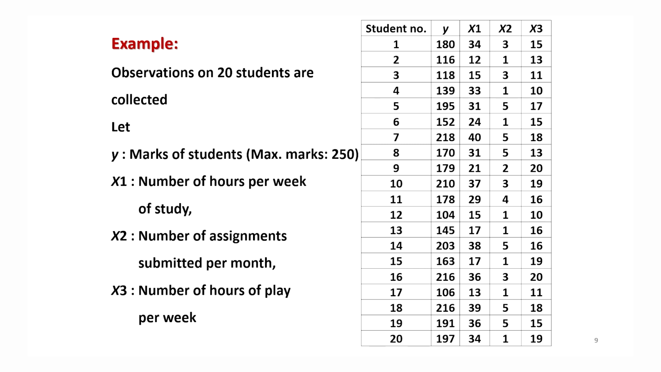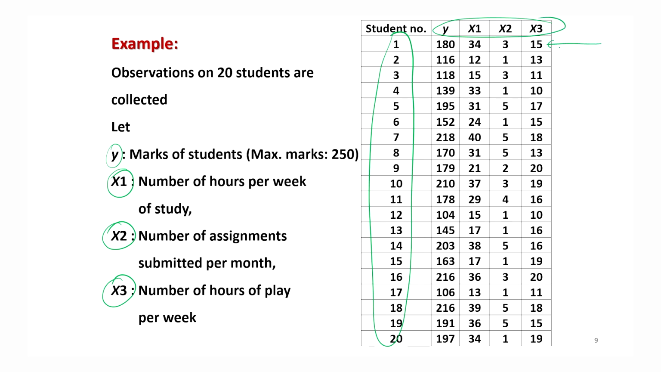Right, okay, so now I take the same example which I have considered in the past. We have the data of 20 students and we have collected the observations on their marks, indicated by Y, which we believe depend on x1, the number of hours of study in a week, x2, the number of assignments submitted in a month, and x3, the number of hours of play. And this data is given like this.